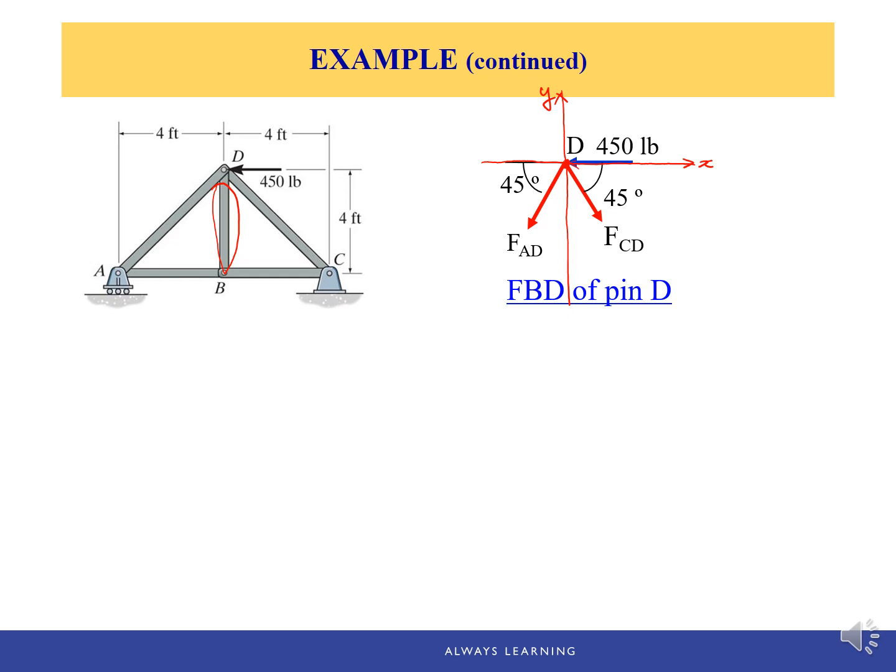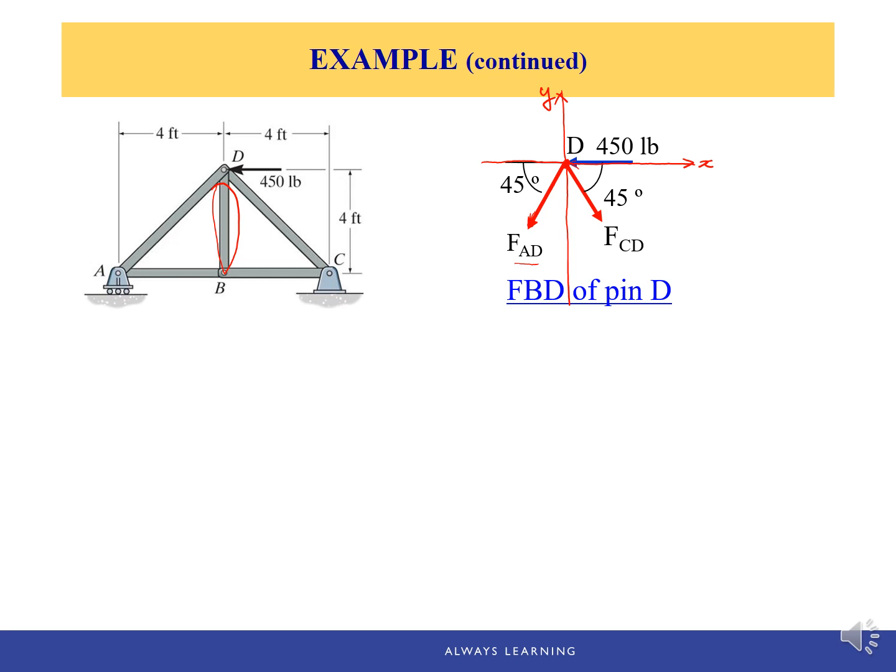And the member AD will exert a force on pin D since it's an unknown force. So FDA is unknown. So we'll assume it's a tension. So if it's a tension, we'll pull away from the pin D. So that's why this force is along the direction of the member AD and pulls away from the pin.